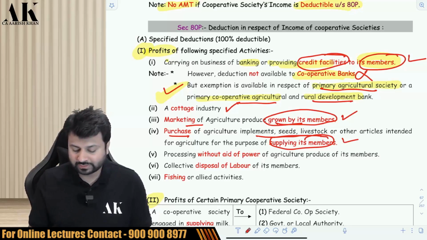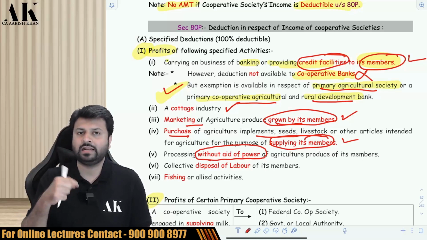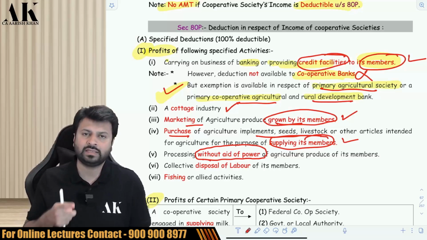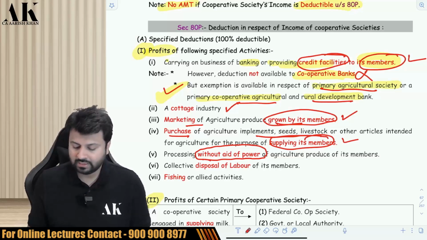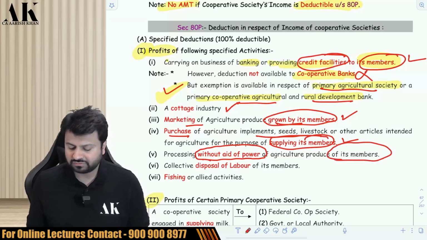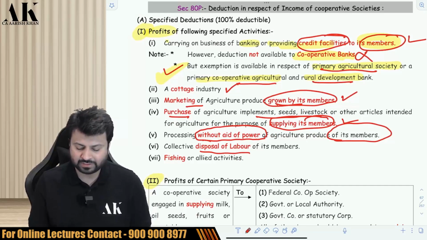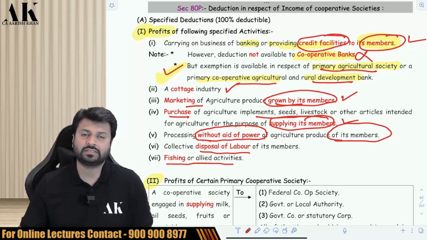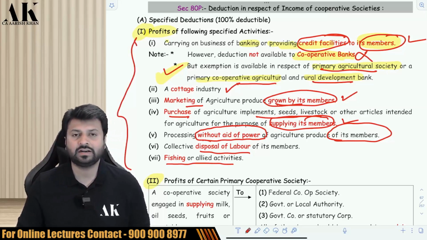Next, you are processing agricultural produce without the aid of power. They will play with these words. They will deliberately put in the question with the aid of power. Then you say it is taxable. If it is without the aid of power, then it is exempt. Which is the agricultural produce grown by its members. And next one, collective disposal of labour, and last but not least, fishing or allied activities. If a cooperative society is engaged in these 7 activities, their profits are 100% deductible.